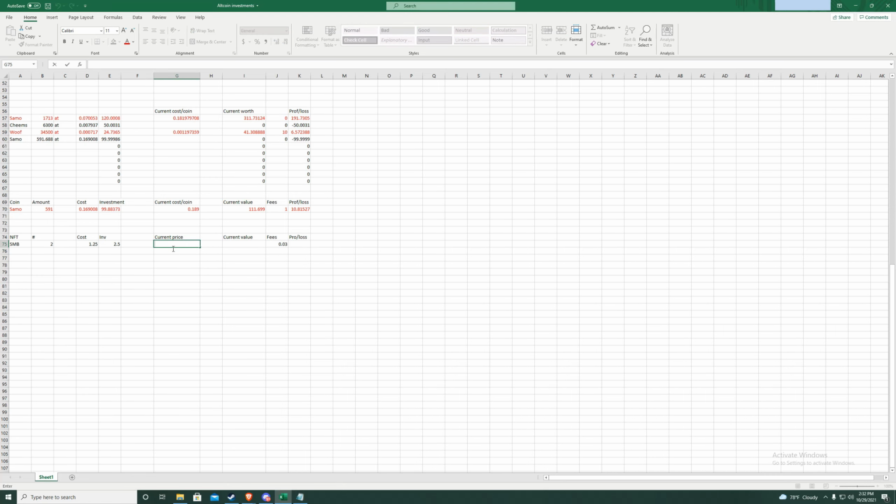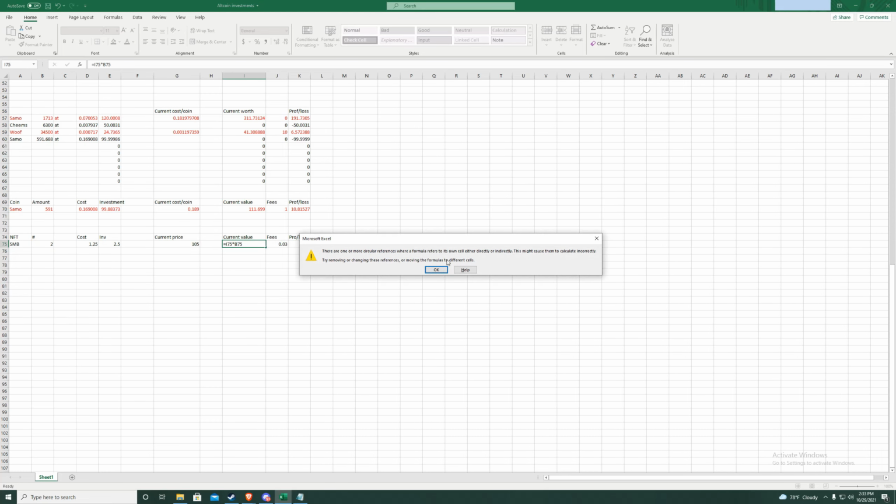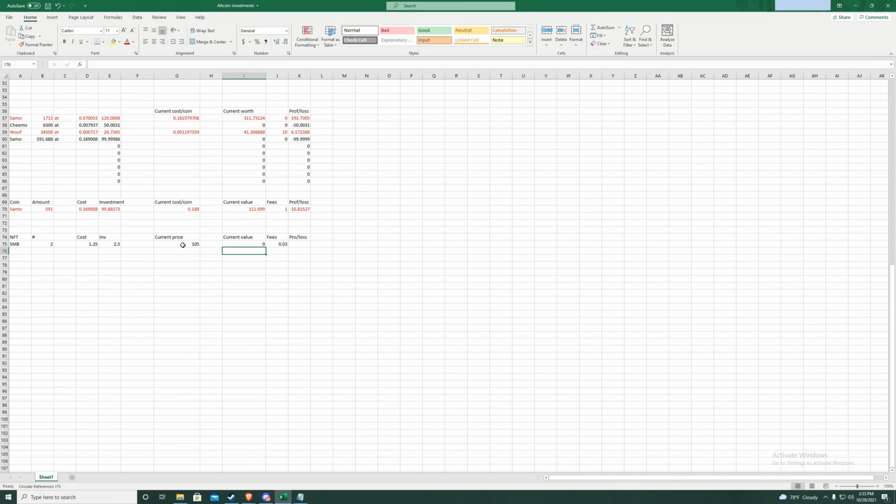Let's say I held on to them for a couple months and now they are worth 105 per. My current value will be the current price times the amount that I have. Let's just assume they're both floor monkeys. So we have I75 times B75. Oh, I meant G75. That's my bad. The current value is 210.